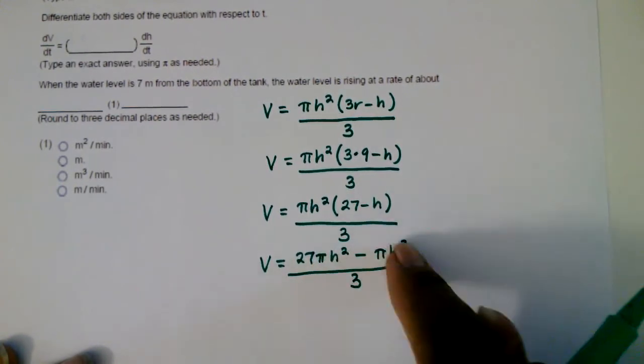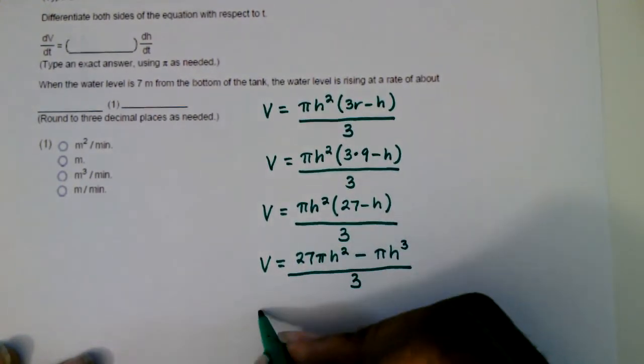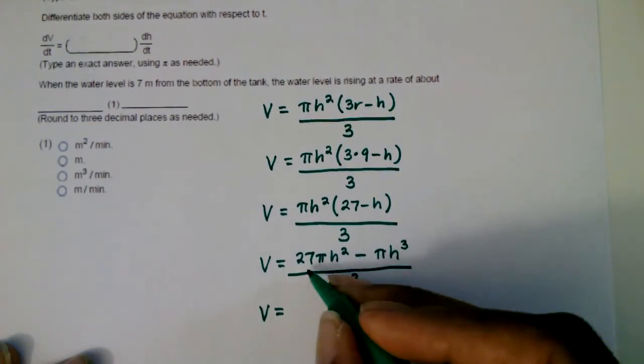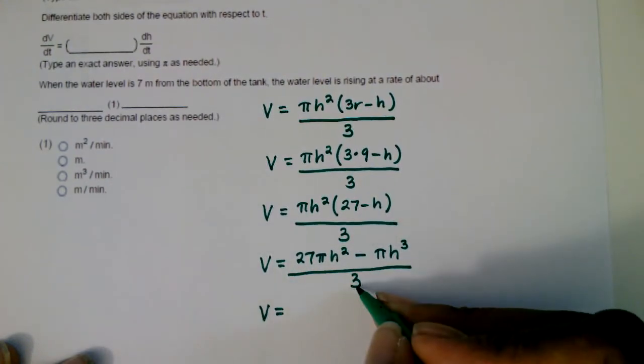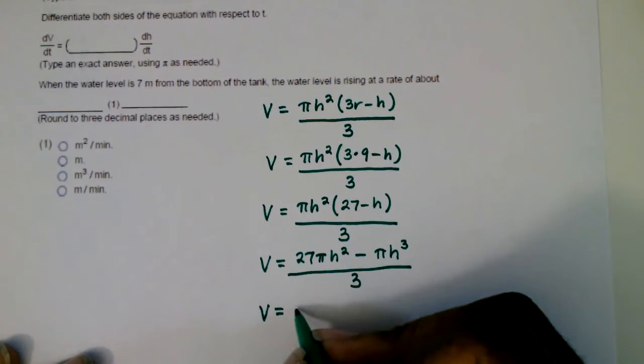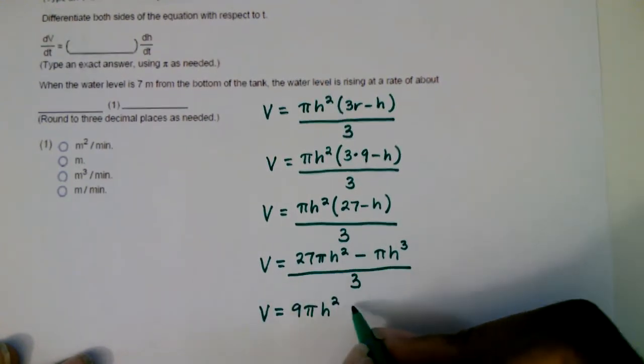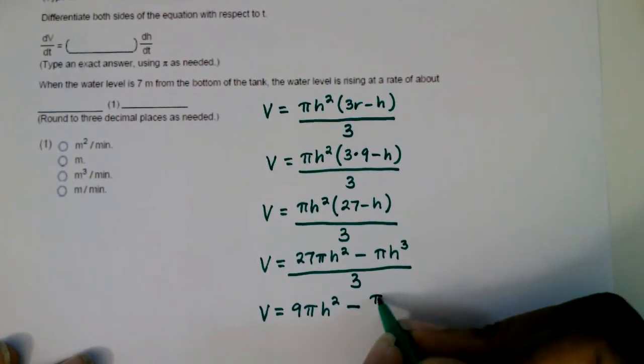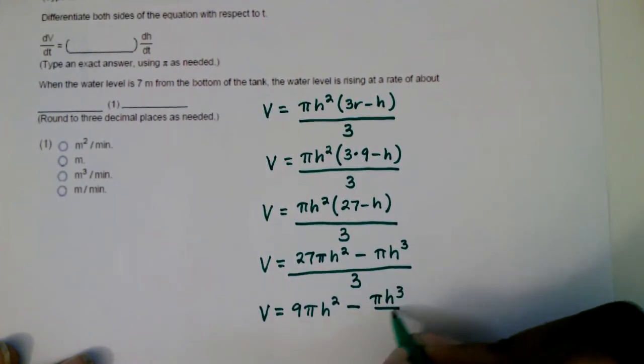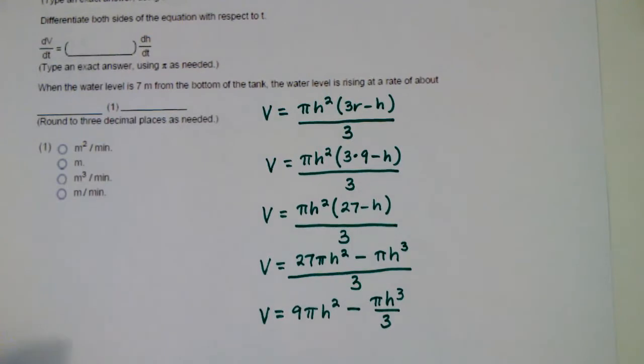Now I'm going to divide each of these terms by 3. So this one I'm going to have 27 pi h squared divided by 3. Well, 27 divided by 3 will be 9. So it's 9 pi h squared minus pi h cubed over 3. So my volume is going to be in terms of h, as you can see here.